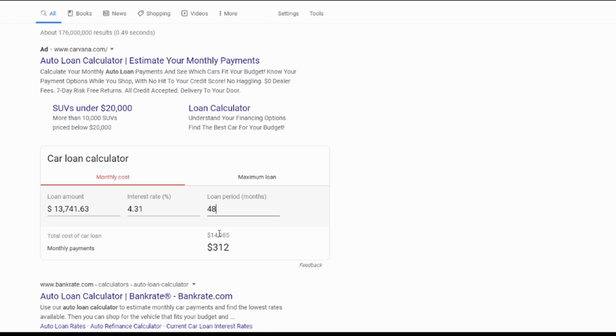Now, if you go to the auto loan calculator that I was showing you, some of the car loan calculators already have a total cost. So it's going to tell you how much you're going to pay for the whole car.